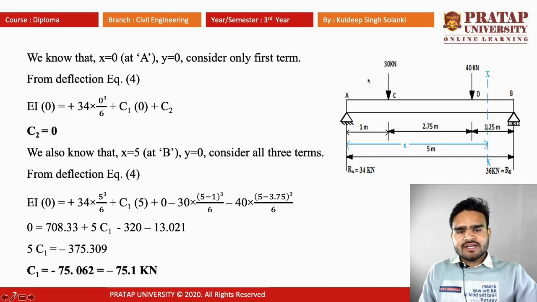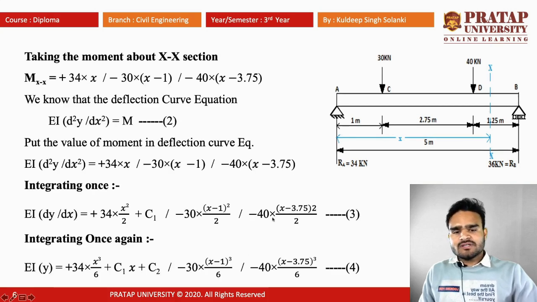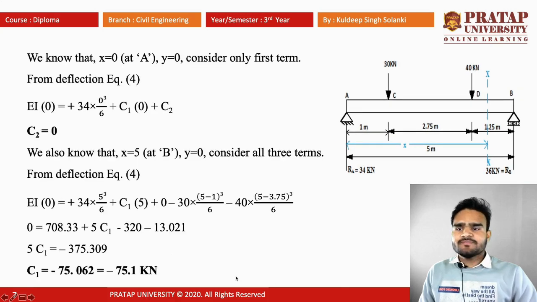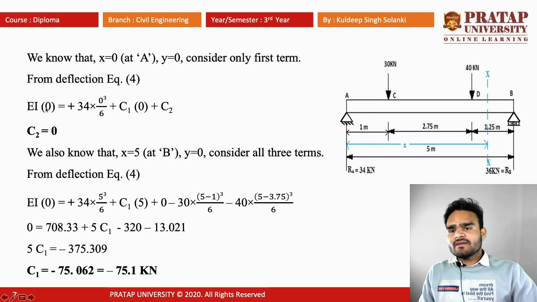So in range A to C we are taking only reaction forces. From the deflection equation, we know that at the support deflection is equal to 0. This is our deflection equation. Equation 3 is the slope equation, and equation 4 is the deflection equation. Put the value of x equals 0 and y equals 0: EI y = 34 × 0 cubed / 6 + C1 x + C2.